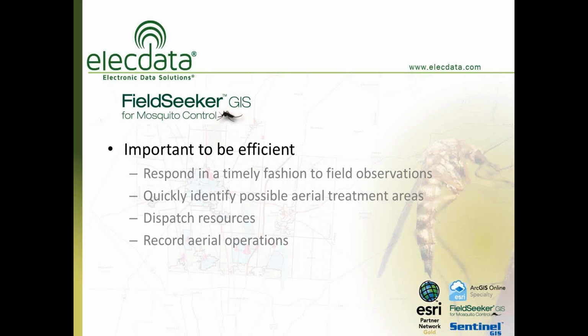Once these areas have been identified for possible treatment, it's important that a supervisor or manager is able to review those proposed treatment areas and dispatch the necessary resources to complete those projects once they're approved. And then, of course, once that aerial treatment has been approved and resources have been dispatched and the job is done, it's important that you're able to quickly and efficiently record those aerial operations, including flight lines and pesticide amounts that are used during that operation.